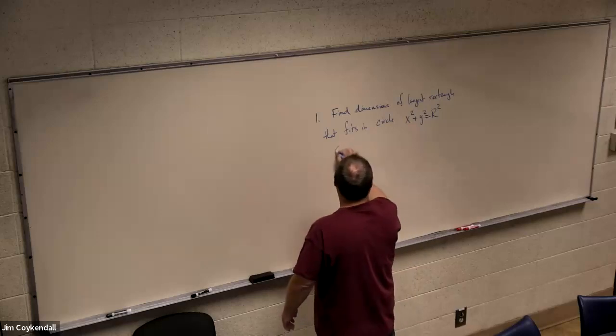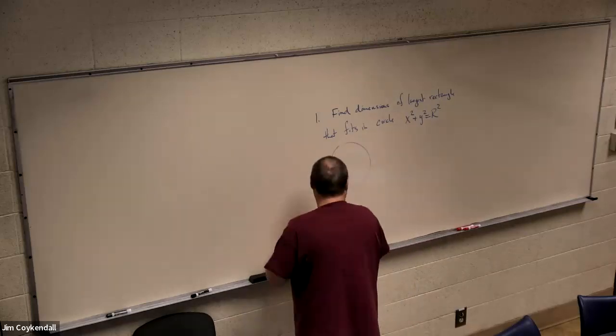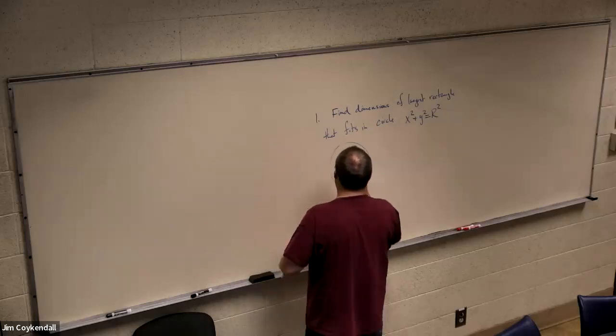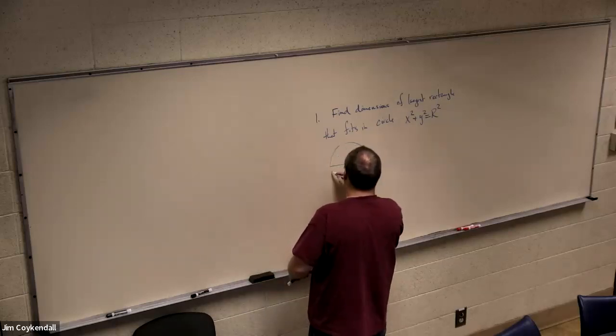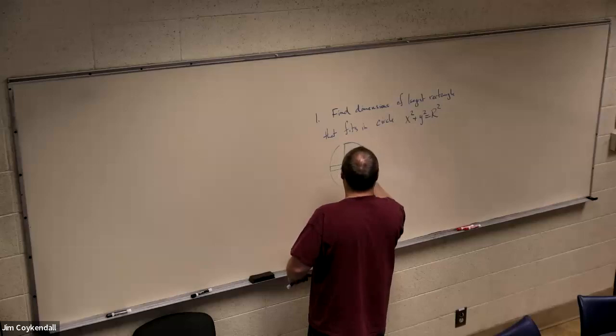Well, let me draw a primitive picture of this before I do something better. If you have a circle of radius R, there's lots of ways you can fit a rectangle in there. Do it like this. And you can also do it like this. Or somewhere in between.